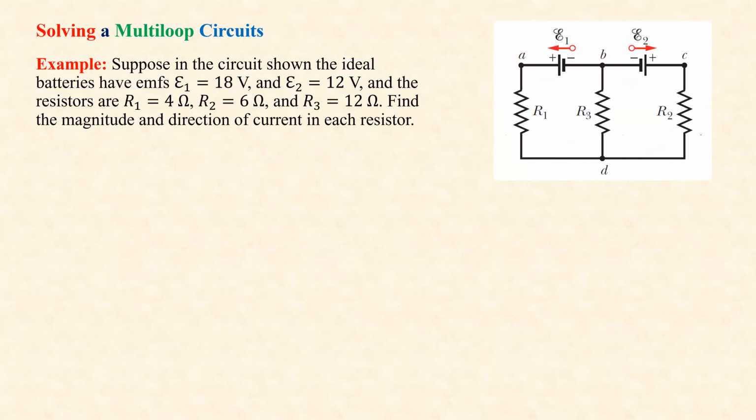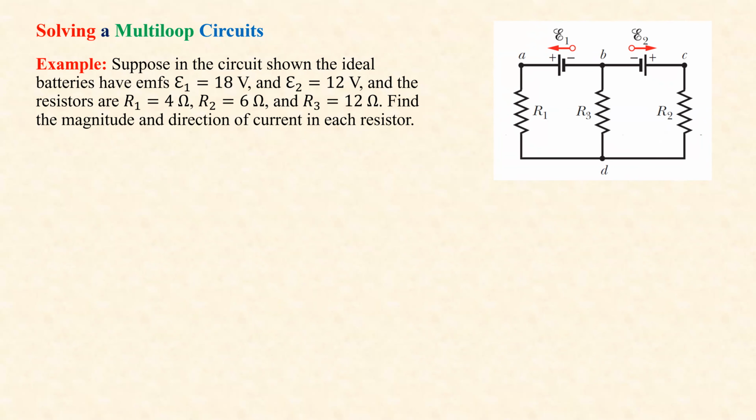All right. So here is basically the same circuit. Now we assume that the batteries have EMFs E1, 18 volts, E2, 12 volts, and R1, this resistor, is 4 ohm, this resistor R2 is 6 ohm, and this one is 12 ohm. Find the magnitude and direction of the current in each resistor. We want to know what current goes through each one of these and in which direction.